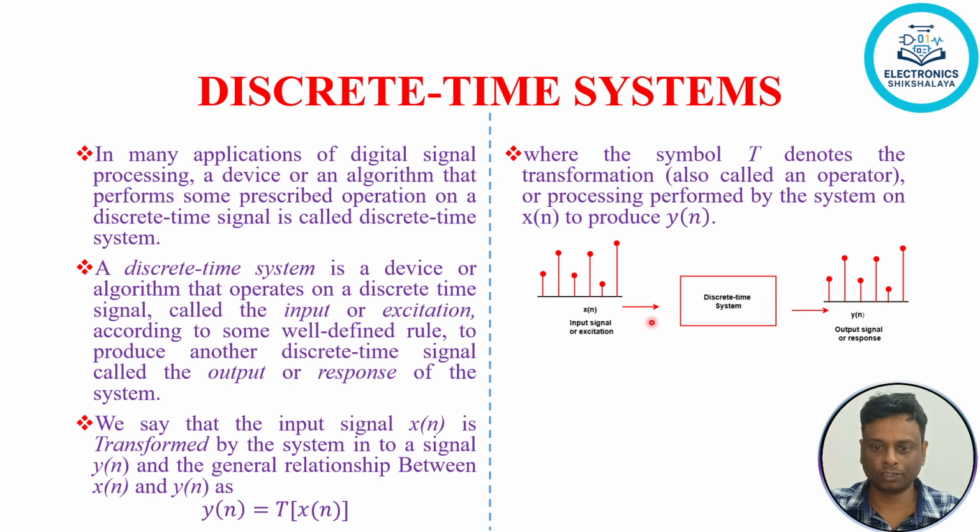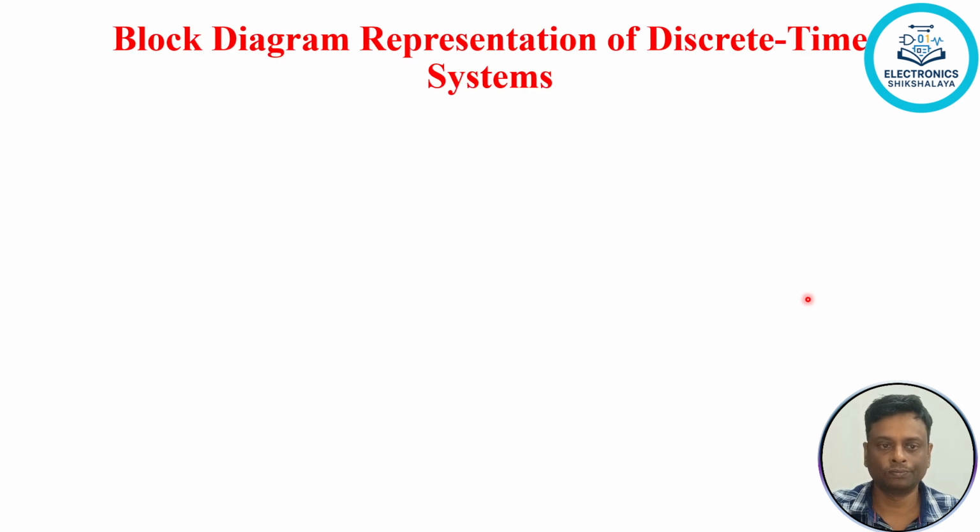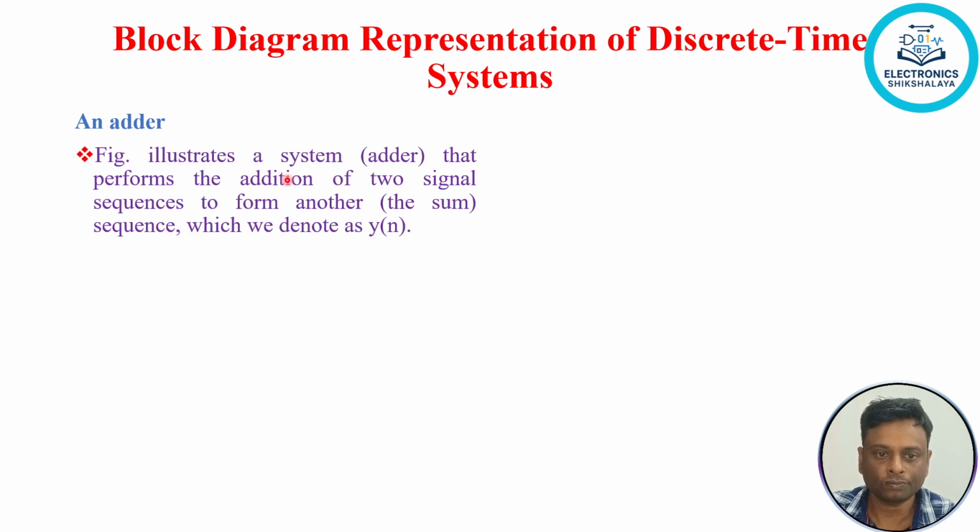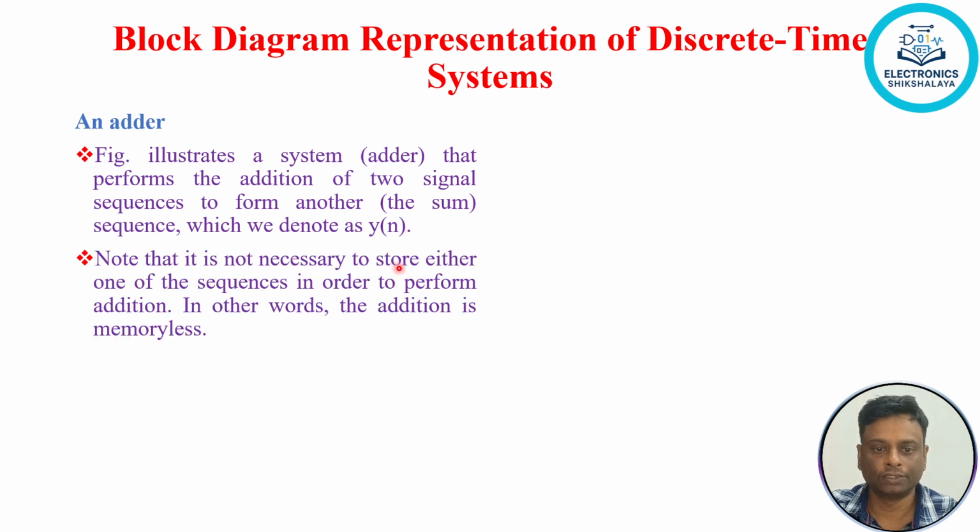Let us see how many types of discrete time systems there are. First, we will see the block diagram representation of the discrete time systems, starting with the adder. What is the adder? It is a system that performs the addition of two sequences to form another sequence, the sum of the two sequences, denoted as y of n. It is not necessary to store either of the sequences. This addition is memoryless, because we are not taking the past values of the input.